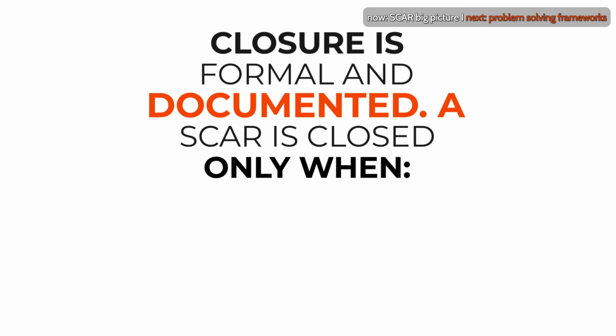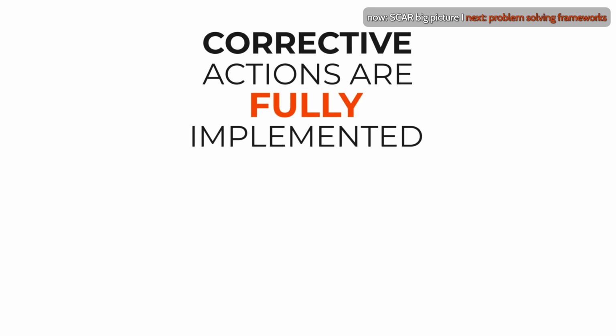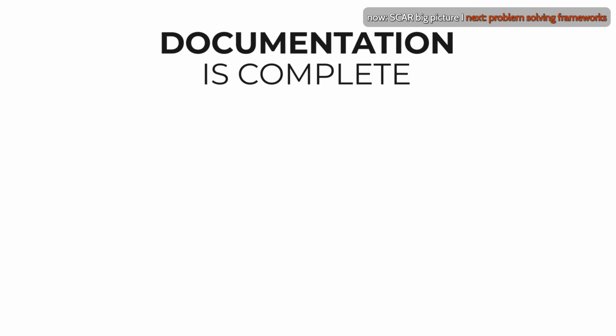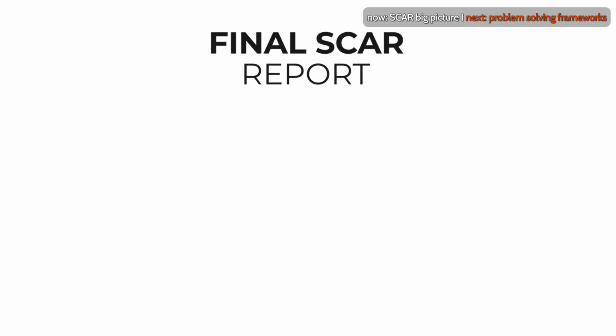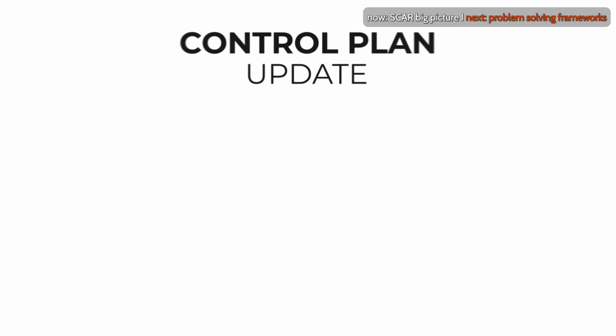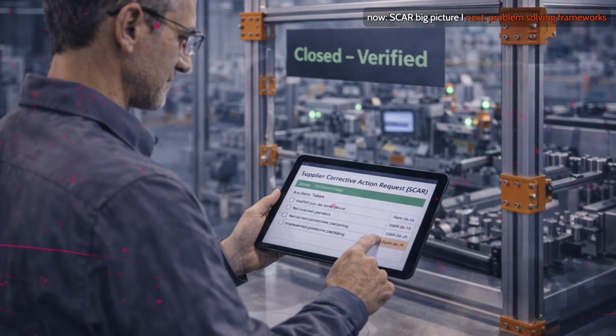Closure is formal and documented. A SCAR is closed only when the root cause is validated, corrective actions are fully implemented, effectiveness is objectively proven, and documentation is complete. Closure may include a final SCAR report, evidence archive, lessons learned update, FMEA revision, and control plan update. A properly closed SCAR strengthens the system. It does not simply fix a defect.